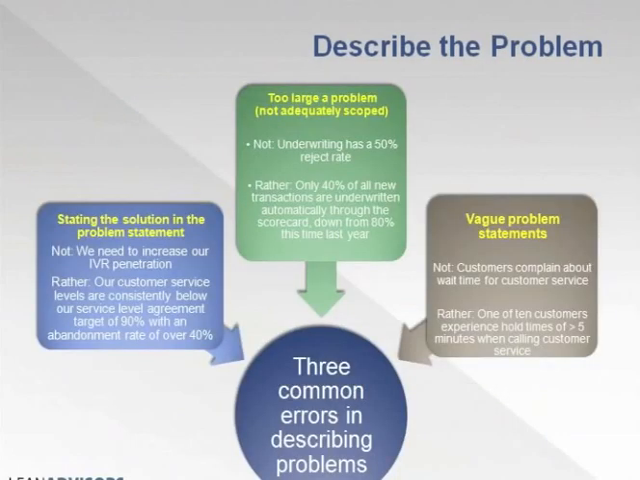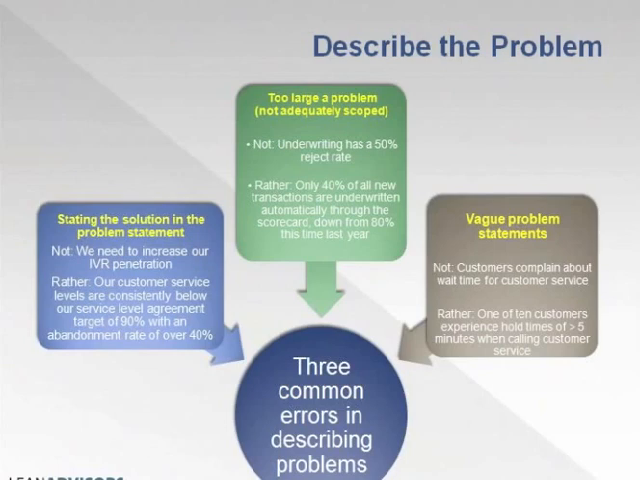Here's some examples of some errors in describing problems. We get too large. Something that says underwriting has a 50% rejection rate. Okay, so what does that mean? I mean, that 50%, is that something we want to set the world on fire about? Or do we maybe only have 100 items, so 50% is 50 of them?